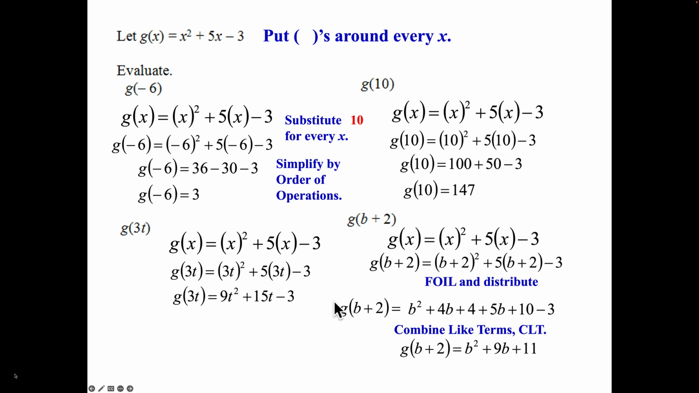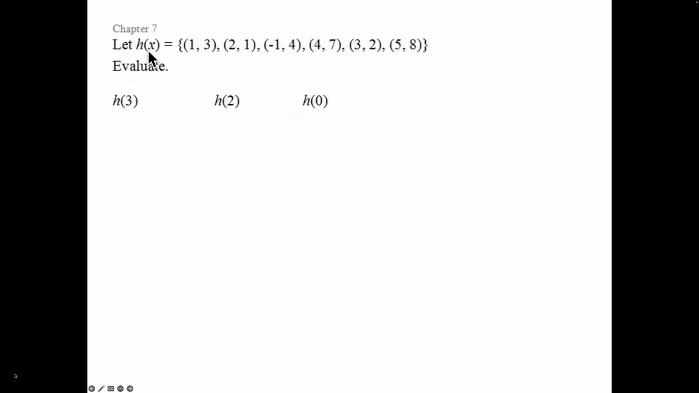All right, next example. You can have a function h of x equals a set of points. Now what that means right now, because they're using function notation, there should be no x's that repeat. 1, 2, -1, 4, 3, 5. All different x's. Evaluate h of 3.